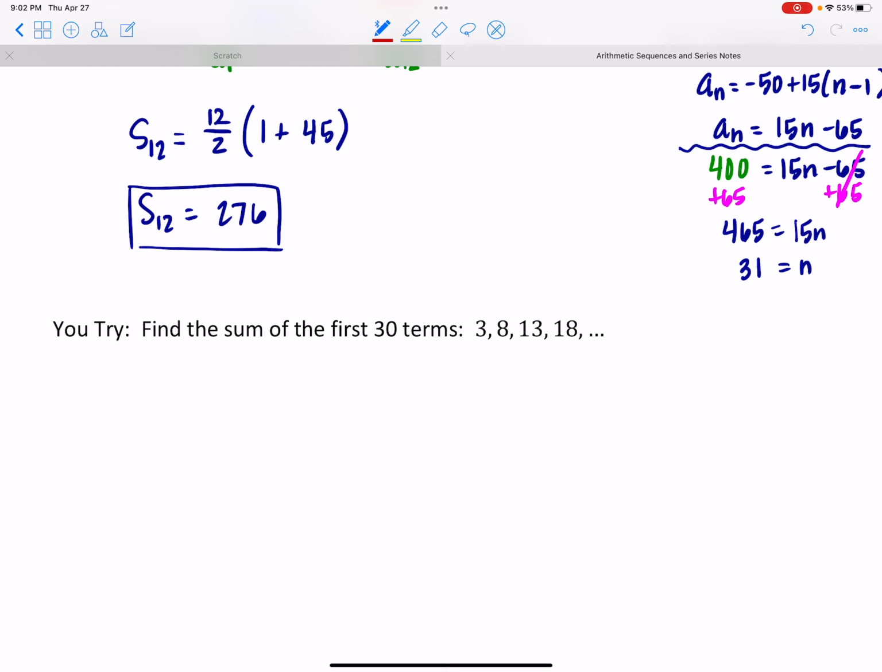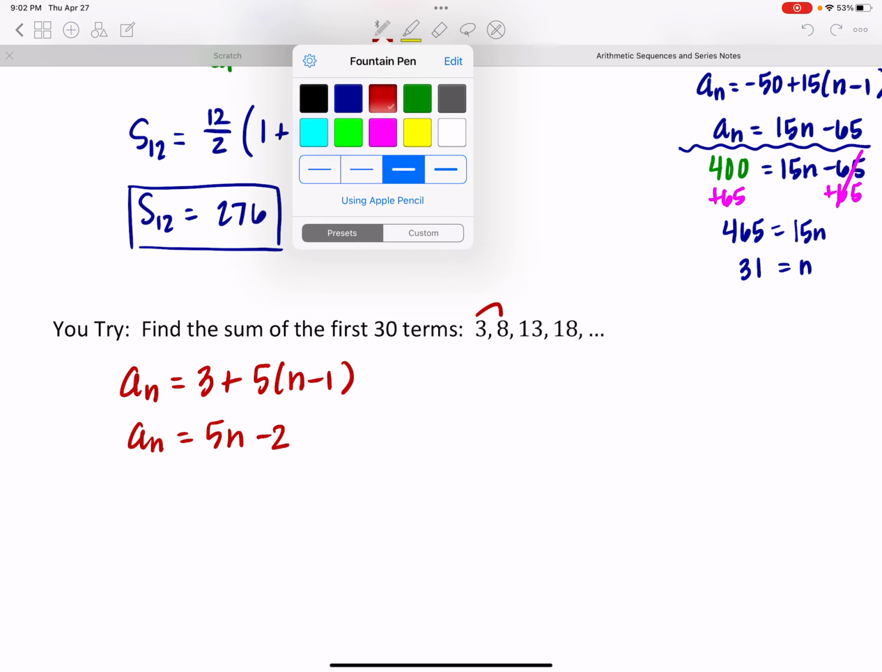But I need my explicit formula. I need a sub n, which is a sub 1 plus my common difference, 5, multiplied by n minus 1. Or I can say a sub n is equal to 5n, and then instead of adding 5, if I subtracted 5 from 3, I would get negative 2, which is exactly what I would get if I put the negative 5 with the positive 3. Okay, so either one of those I can use for my explicit formula.